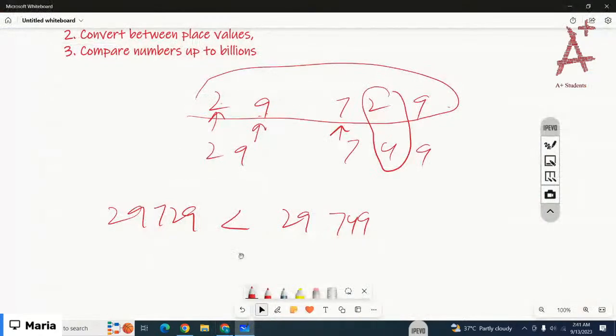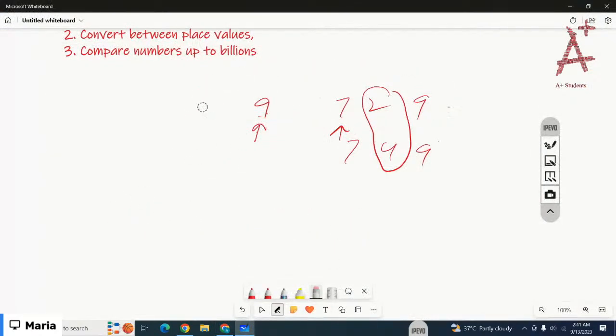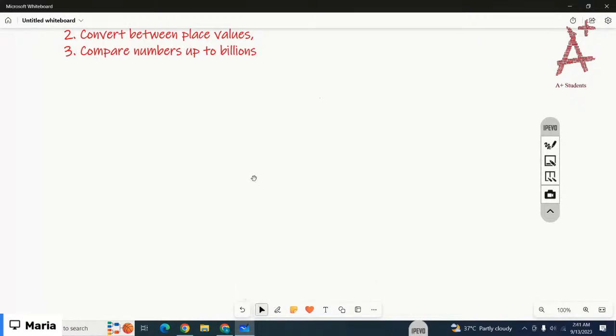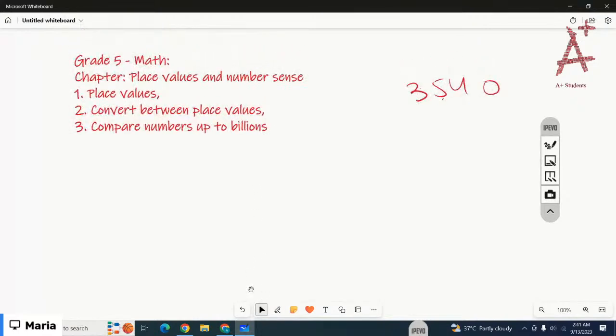You can complete the lesson by yourself later today. So, this is your homework. You have to complete all the practice questions for the lessons we just did. So, we were working on grade 5 math. We're working on the chapter that is place values and number sense. So, please make sure before the next session you complete all the practice questions for the lessons we did today.